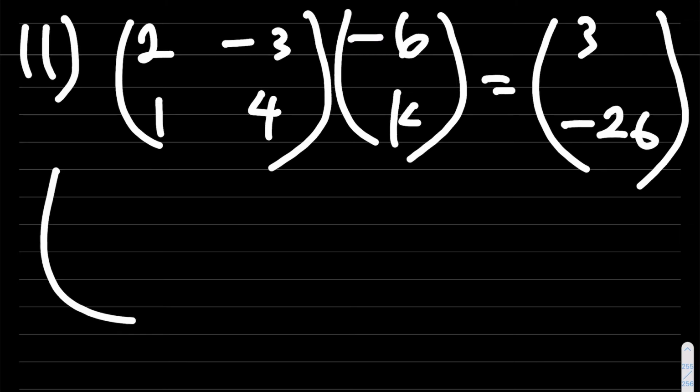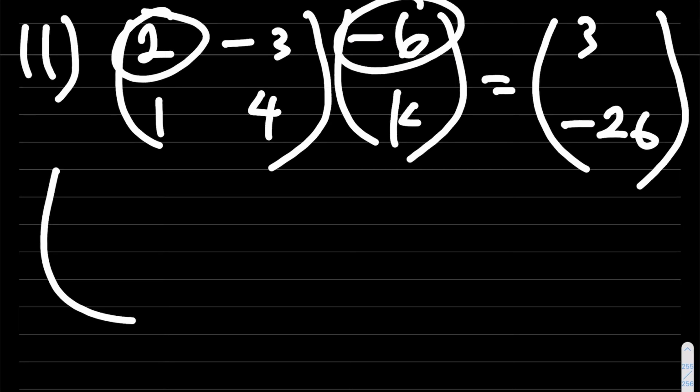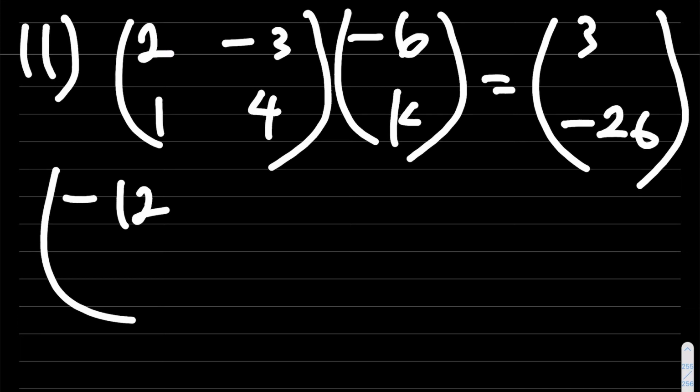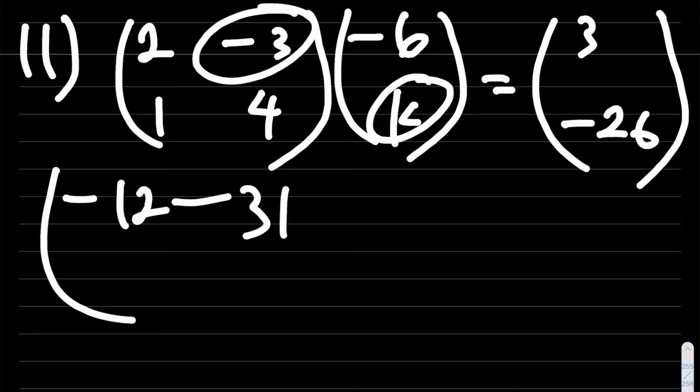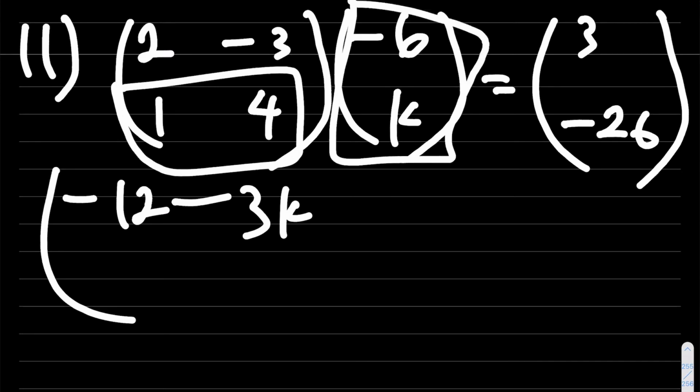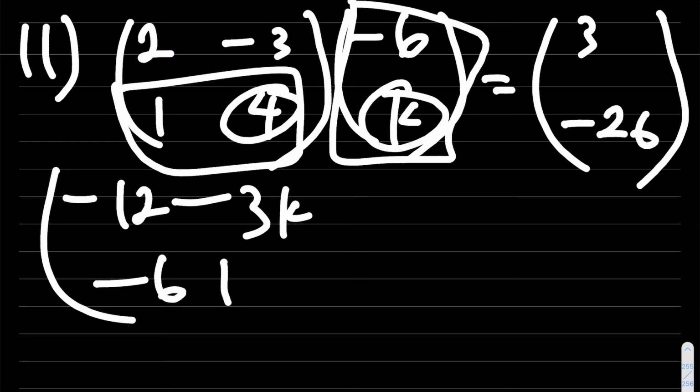And how do we do that? 2 times minus 6, that will be minus 12, minus 3 times k, that's minus 3k. And we go again, multiply this row by this column. 1 times minus 6 is minus 6, 4 times k, that will be plus 4k.